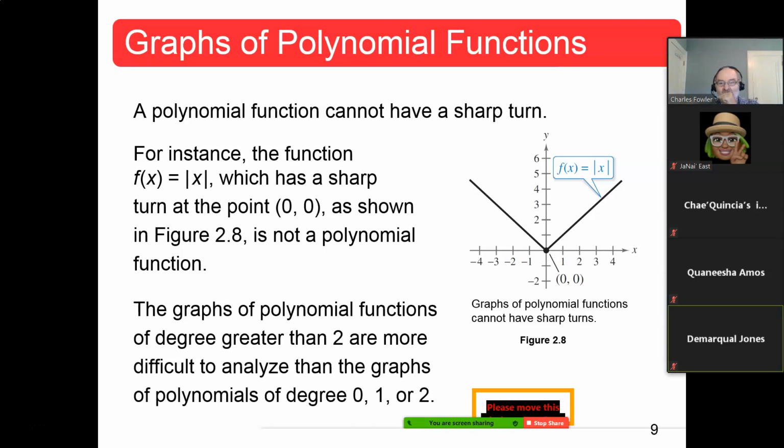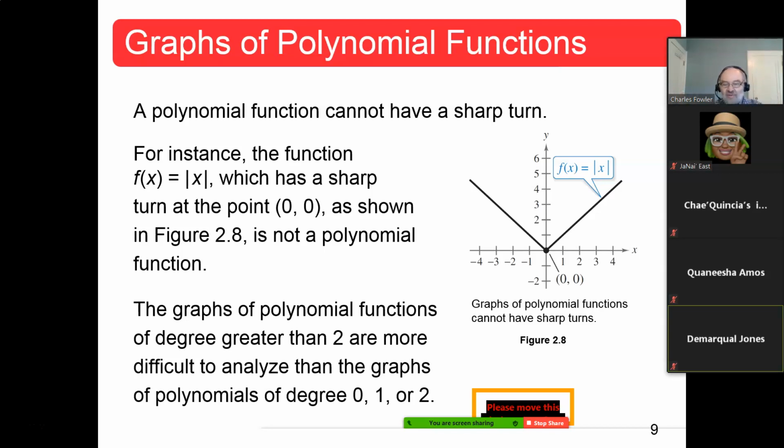Now, goodness, my throat's hurting already. The graphs of polynomial functions of degree greater than 2 are more difficult to analyze than polynomials of degree 0, which is a constant function, degree 1, which is a linear function, or degree 2, which is a quadratic function. Those are really easy to do. These polynomial functions of higher degree are a little bit more involved.